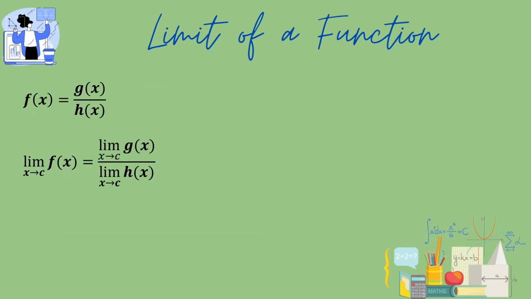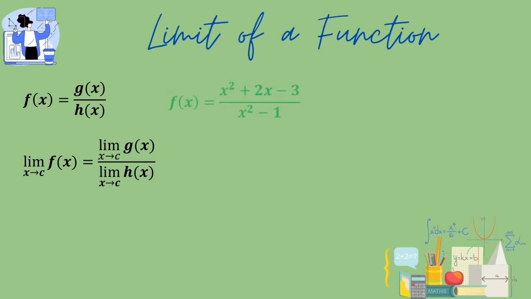Will this technique be applicable when dealing with a quotient of two functions? If f of x equals g of x over h of x, can we also apply that the limit of f of x as x approaches c is the limit of g of x as x approaches c divided by the limit of h of x as x approaches c?